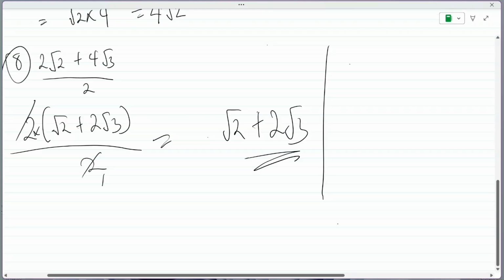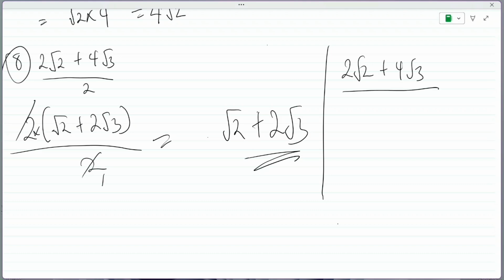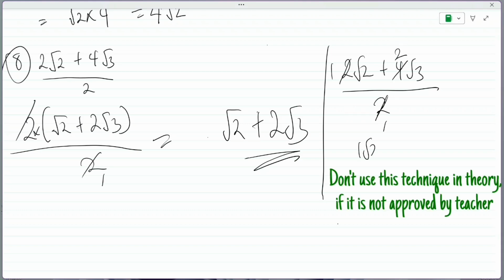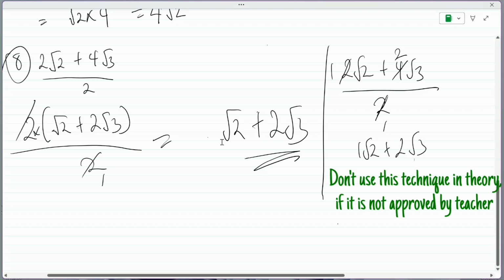You can also take question 8 from this angle where you have 2 root 2 plus 4 root 3 over 2. This 2 will cancel this 2, you'll be left with 1 here. And this same 2, since they are linked by addition, and even if they are linked by subtraction, you still do the same thing. These 2 will also have to work on this 4. That's 2 in 4, that's 2. You'll be left with 1 root 2, which is also root 2, plus 2 root 3. That's the answer. It's the same answer using 2 different techniques.